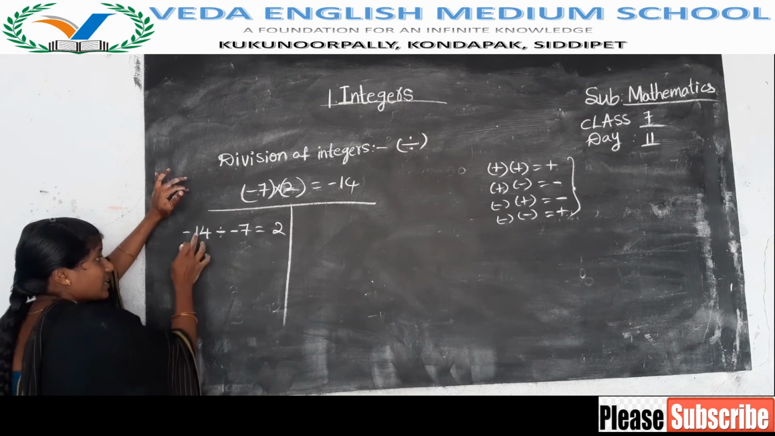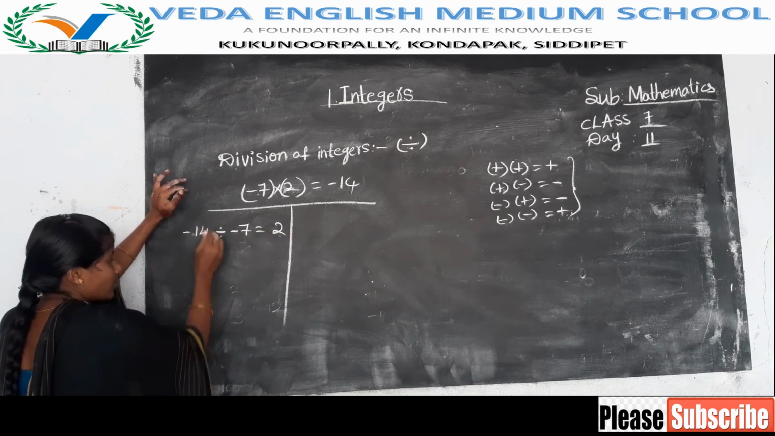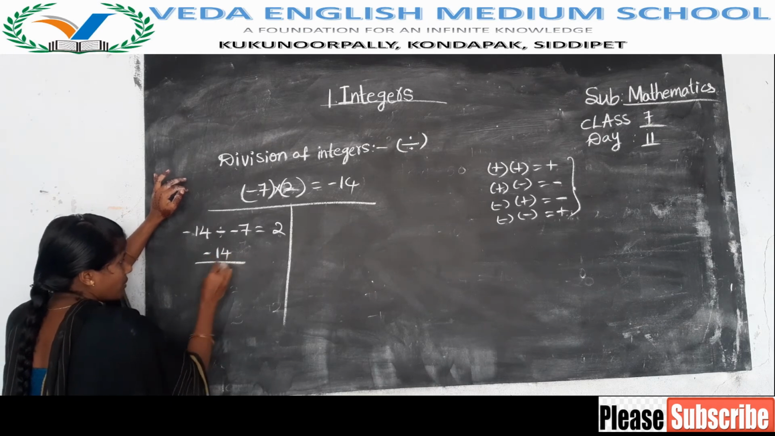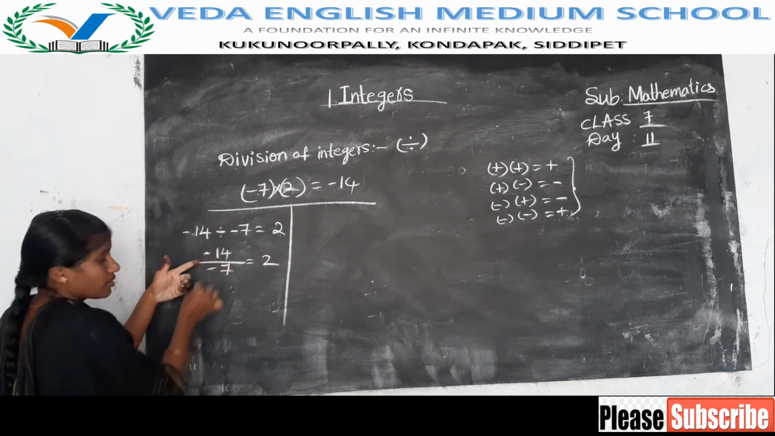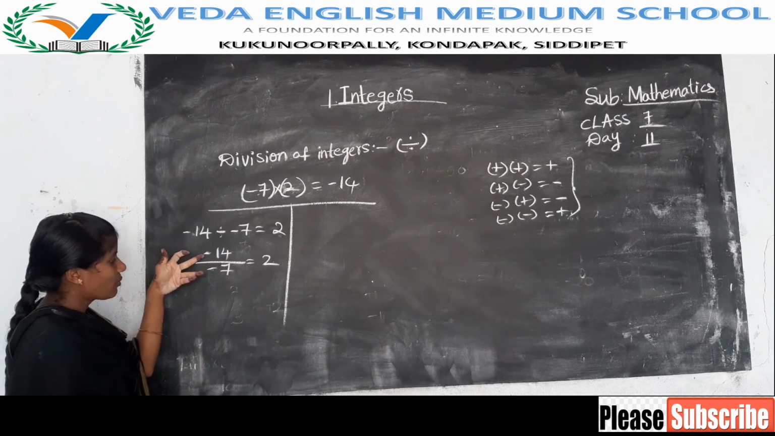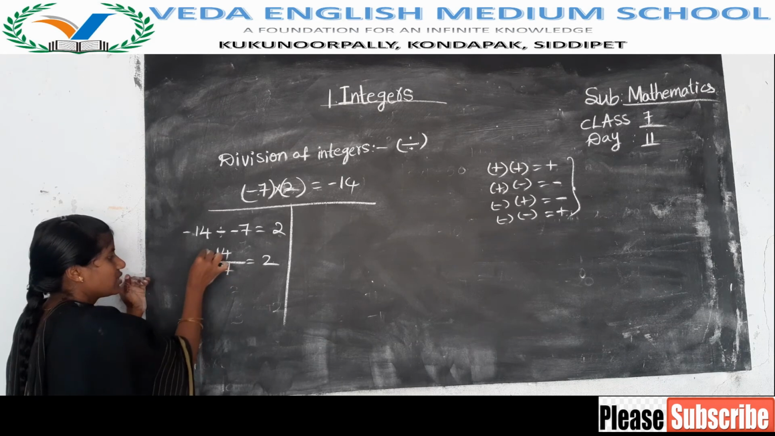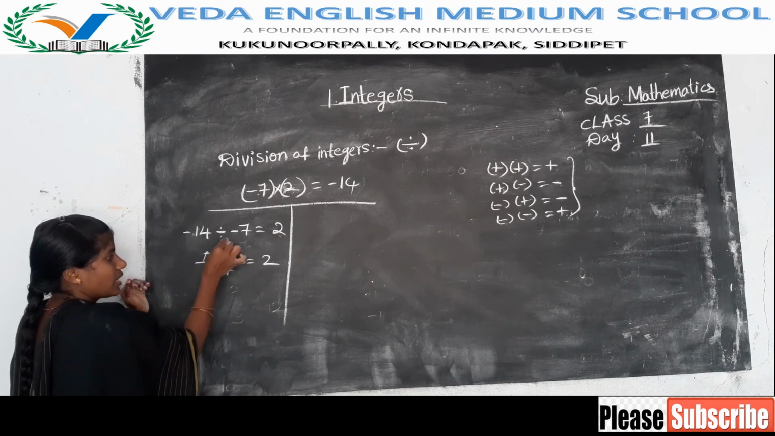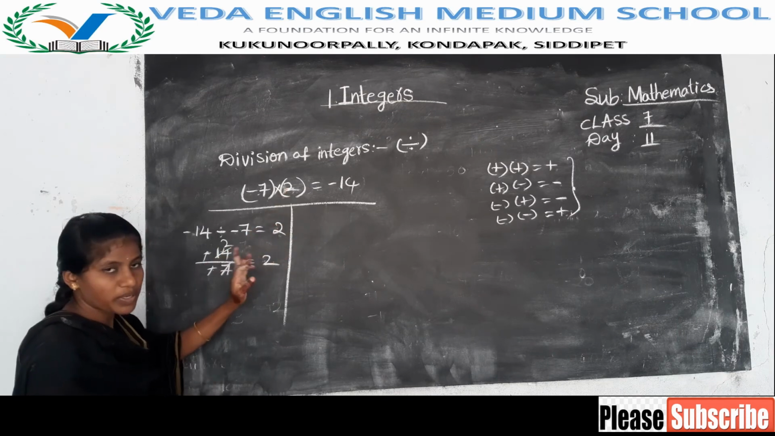Why is it 2 only? Minus minus will get cancelled. 7, 2 times gives 14. 7 2s are 14. Minus 14 by minus 7 is 2. In the numerator you have a minus symbol, and in the denominator also you have a minus symbol. So minus minus will get cancelled. 7 2s are 14. It is plus 2 only. Here also it is plus 2 only.